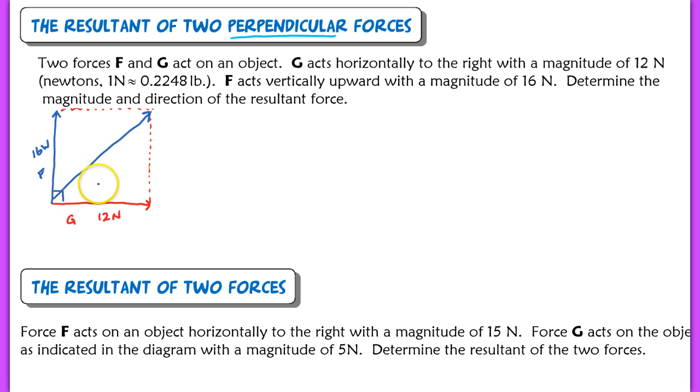And if I want to find the direction and the magnitude, I'm going to use some right triangle stuff, because this is a right triangle. So if I want to find the direction, I need to find this angle measure here. I'm going to call that theta.